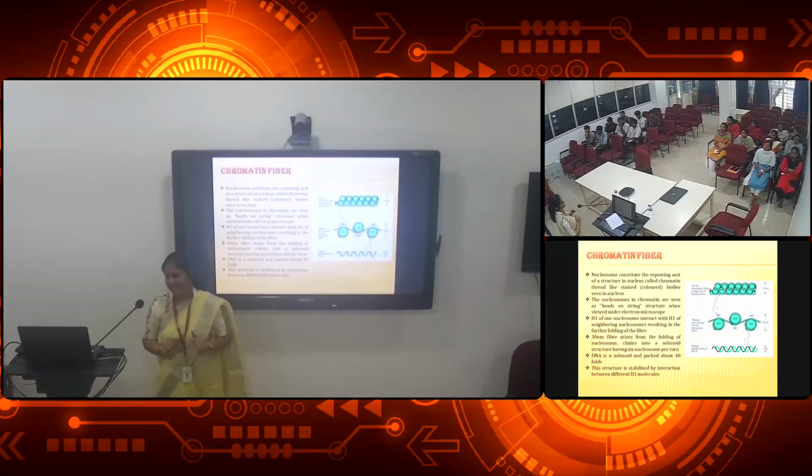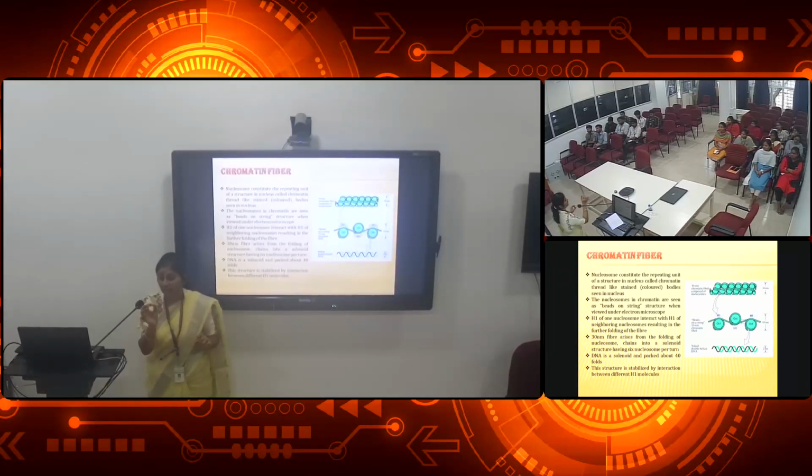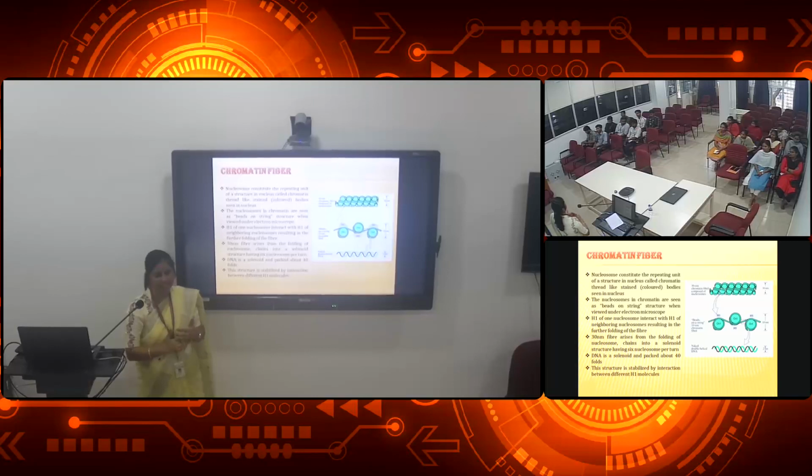Leptotene stage is one stage of prophase 1 of meiosis 1. Meiosis has two phases: meiosis 1 and meiosis 2. In meiosis 1, the first stage is prophase 1. In prophase 1, the leptotene stage is the first stage. In this leptotene stage, the chromosomes appear as beads on a string. Why does it appear like this? Because the nucleosome constitutes the repeating unit.